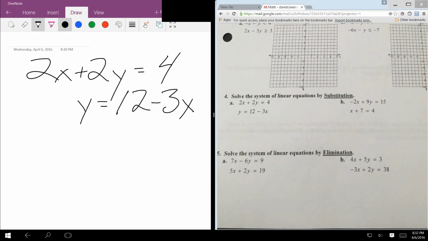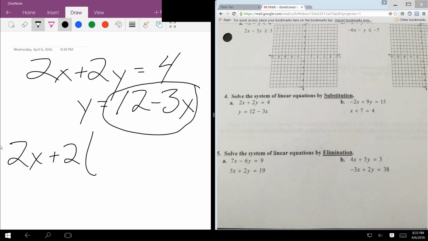So what am I going to do to solve this by substitution? Let's see. We could substitute 12 minus 3x in place of y in the one above. That's what substitution does. I'm going to put it in parentheses, always. So in place of y, I'm going to write 12 minus 3x. Now that gives me an equation that only has one variable, and I can solve that.